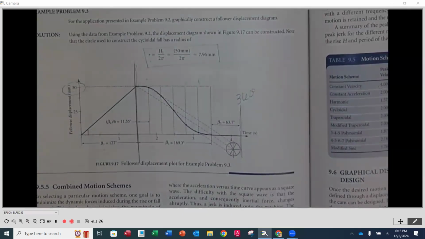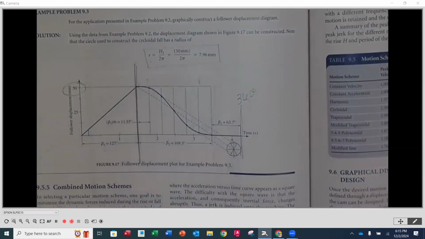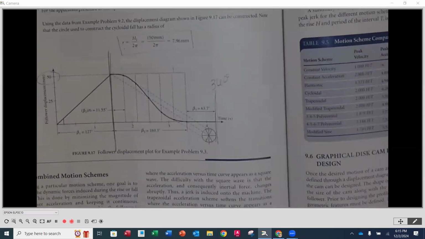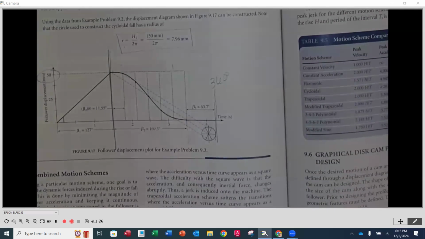But on the fall, it's going to be cycloidal. So you can see how the construction of the cycloidal is here. You will be showing the construction of any of the harmonic and the cycloidal for the problems that you do.